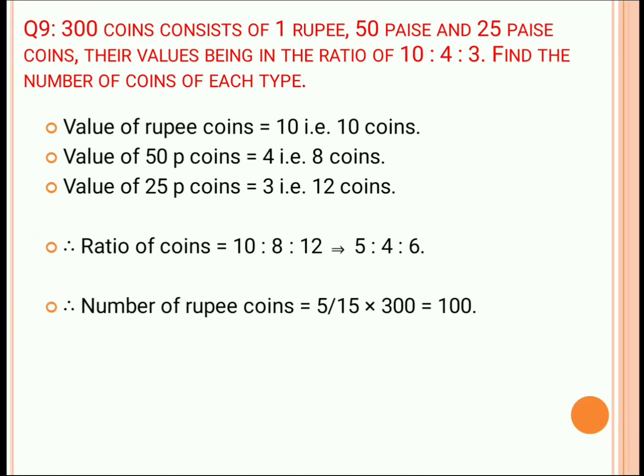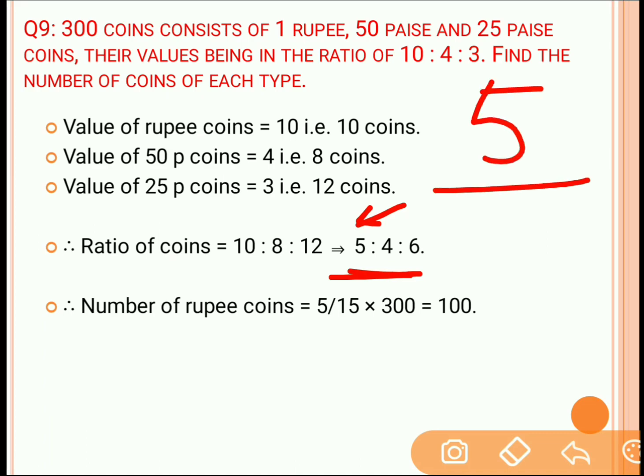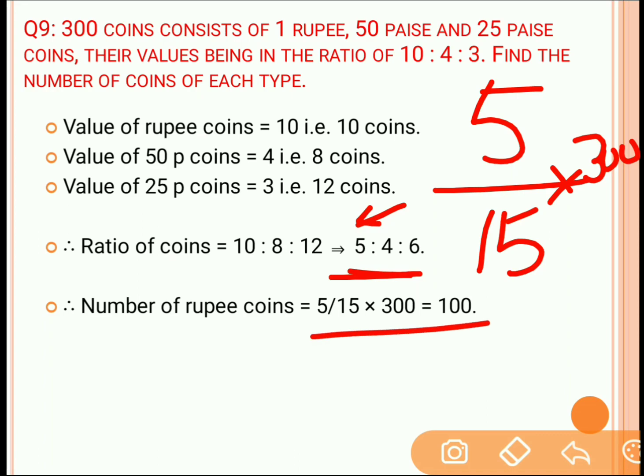So if we add the total quantity, then we will get that 5x plus 4x plus 6x is equal to 300. Or in order to find out the 1 rupee coins, the simple approach is, from this ratio we can say that 5 is the weightage of 1 rupee coin. So 5 upon the summation of all the three numbers, that is 4 plus 5 plus 6, which is equal to 15. So 5 by 15 multiplied by 300, you will get the value of 1 rupee coins. So the total number of 1 rupee coins is 100.